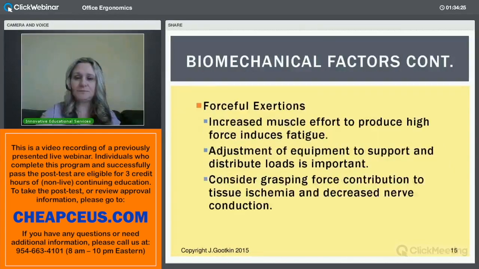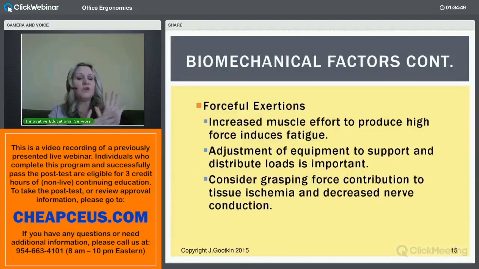As I mentioned, those forceful exertions can lead to tissue ischemia, particularly if we're looking at grasp force, sharp edges on a stapler. What happens when we have something that gives excessive compressive force, particularly in the palm of the hand? We're looking at the fact that those tendon sheaths may become irritated just because we're compressing on those tendons.